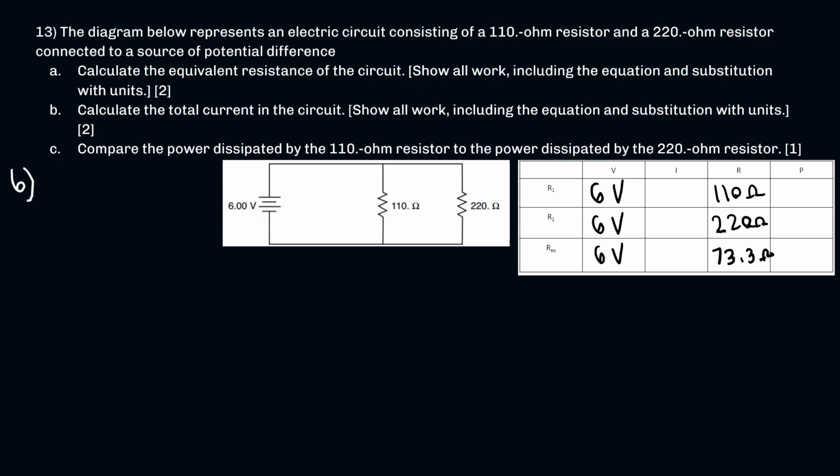I'm going to look for an equation that's going to involve V, I, and R because I want to find my current. So I have here V, voltage, that is 6 volts, so I know that. I have resistance, which is 73.3 ohms. And I want to find current I. That's my unknown. So with this, I'm going to look for an equation, like I just said, that involves V, R, and I.